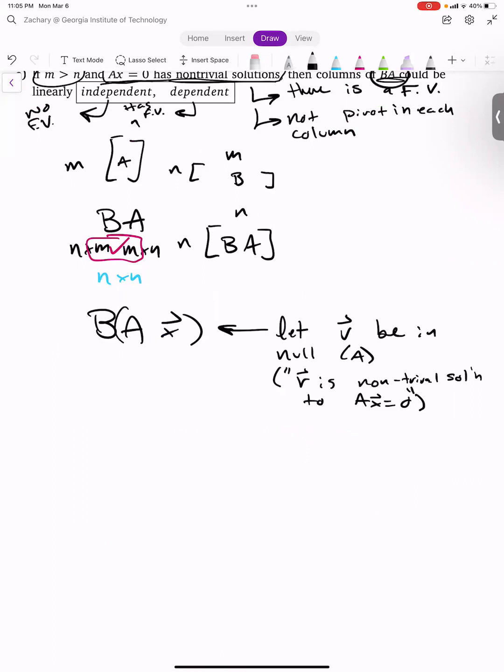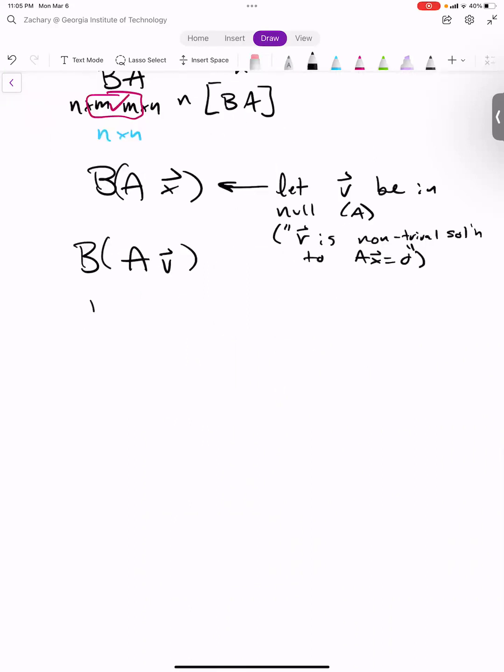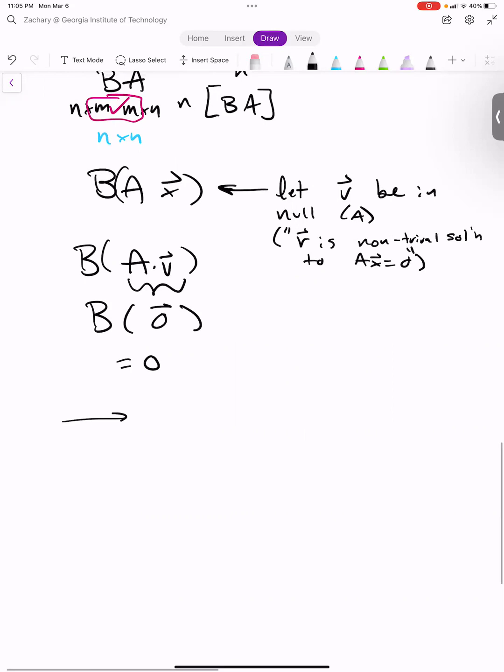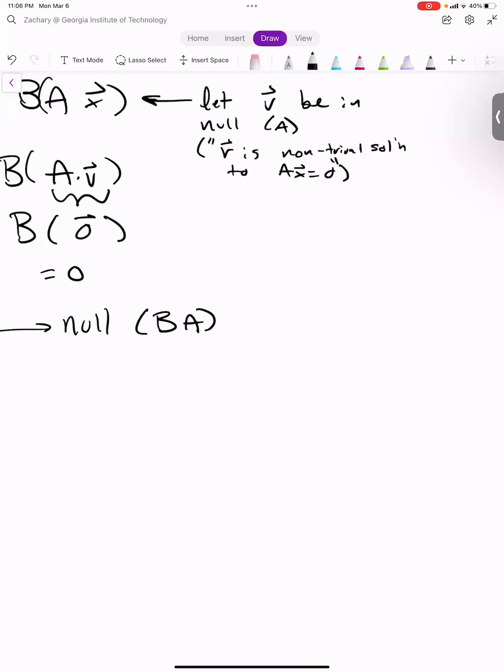So if v is in the null space of A, then if I have BAv, I'm just going to put parentheses around it to separate it out. If we know it's in the null space, this is just B times the zero vector, because v being in the null space means A times v is zero. That's the definition. It's always zero. This is a reciprocal identity to the one we talked about: the null space of BA must always be greater than or equal to the null space of A.